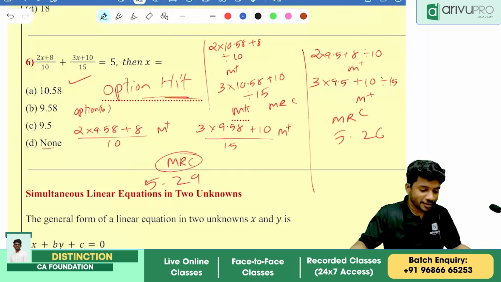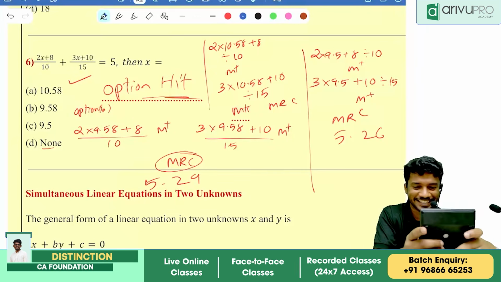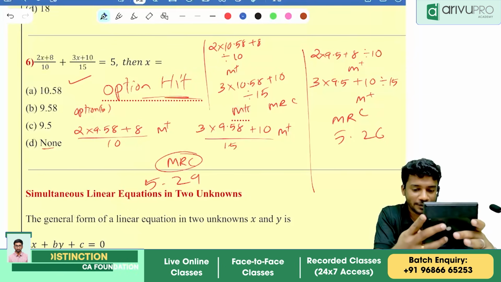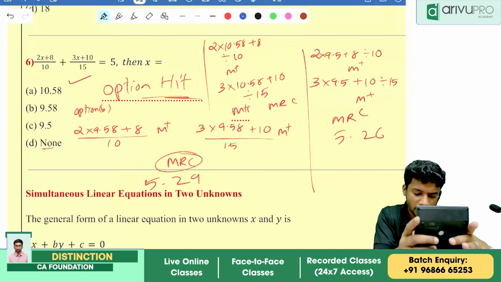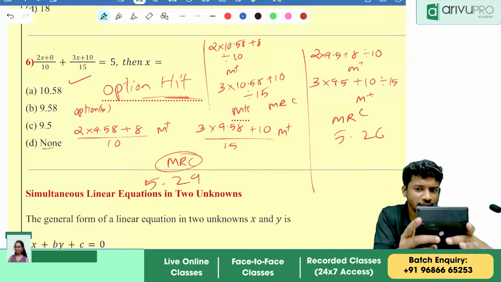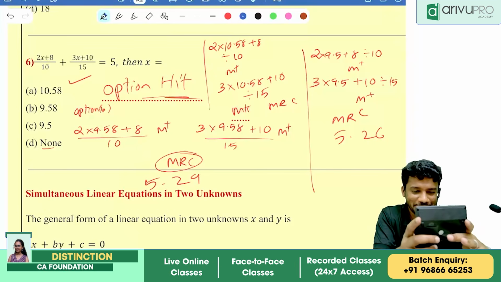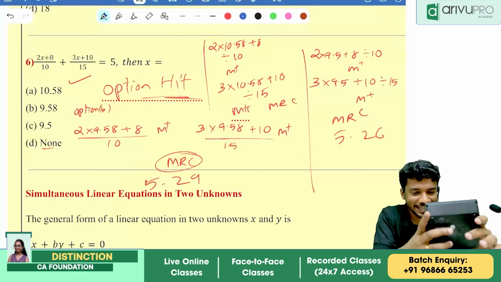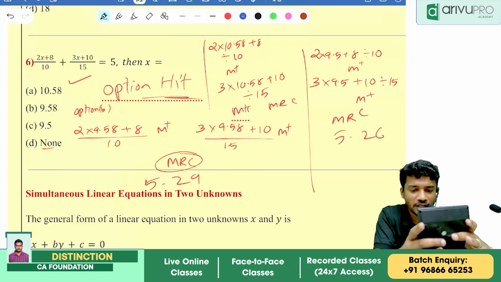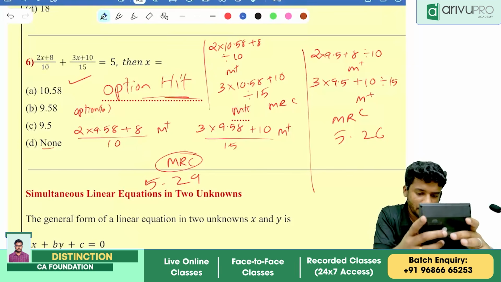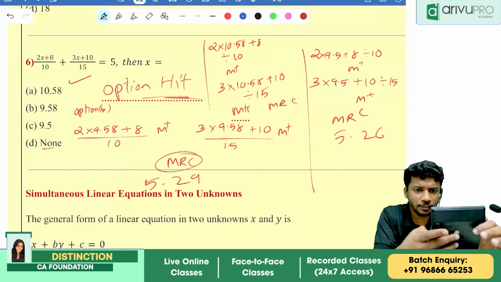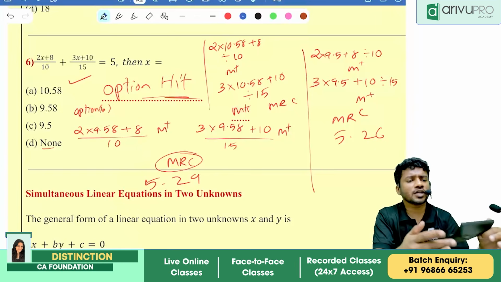First of all, I'll do one thing. I don't trust anyone of you. I will try doing it. Clear the memory. Second option I will try: 2 into 9.58, then click M plus, then divided by 10. Then 8 divided by 10, M plus. Then 3 into 9.58 plus 10 divided by 15, M plus. Then you will click MRC. How much are you getting?